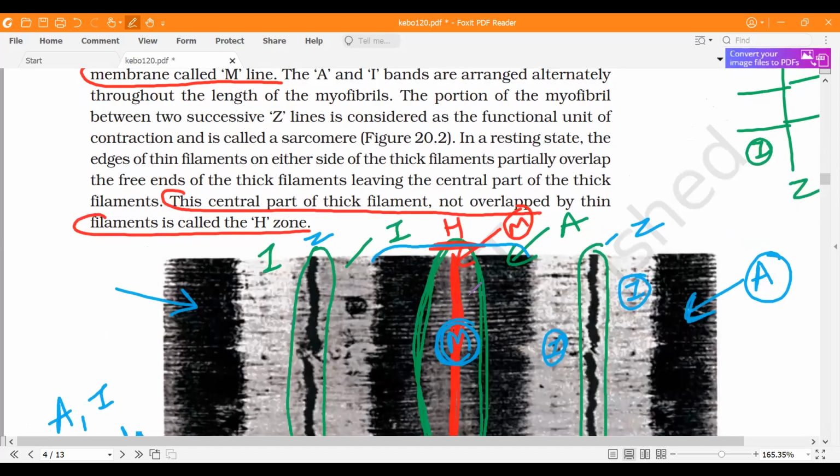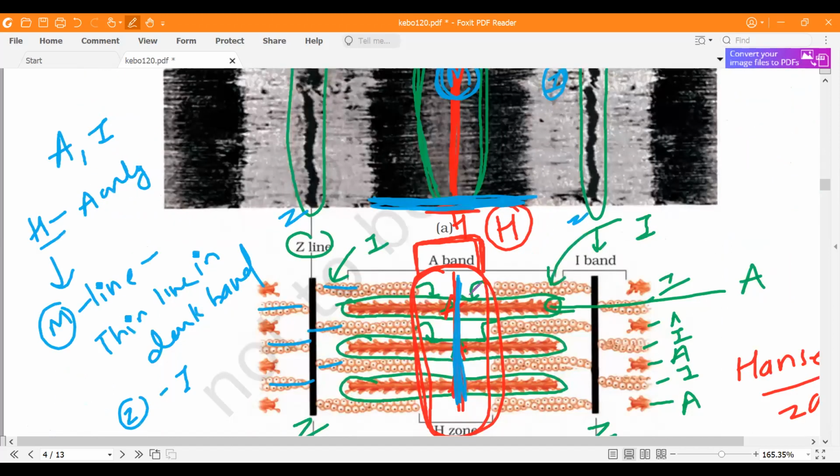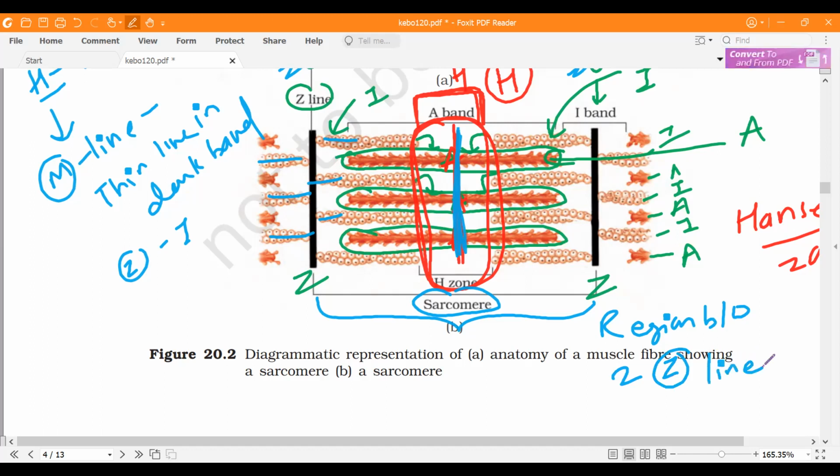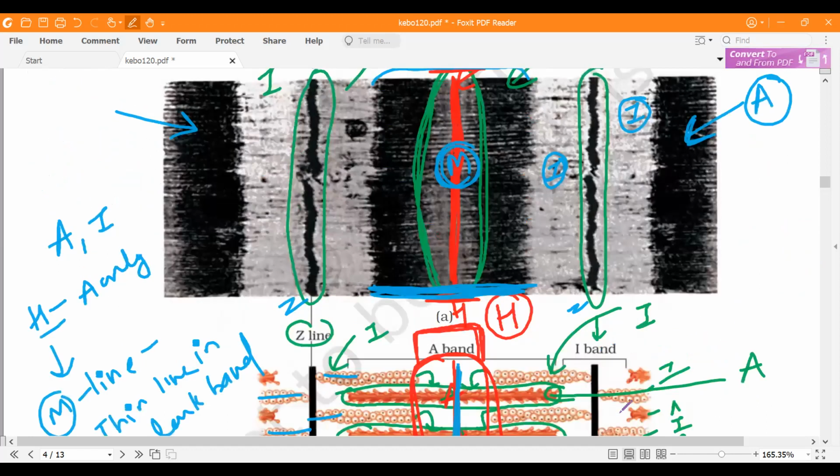This region between two Z lines is termed the sarcomere. This region between two successive or consecutive Z lines is the sarcomere, and the sarcomere is the functional unit of muscle contraction, which we'll talk about now.